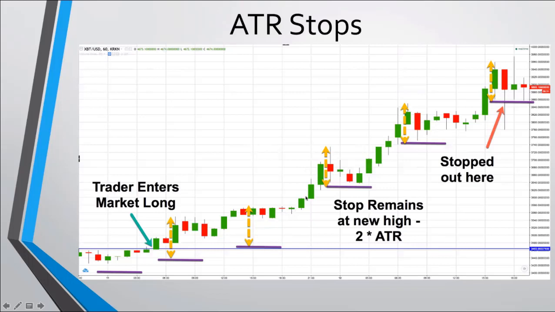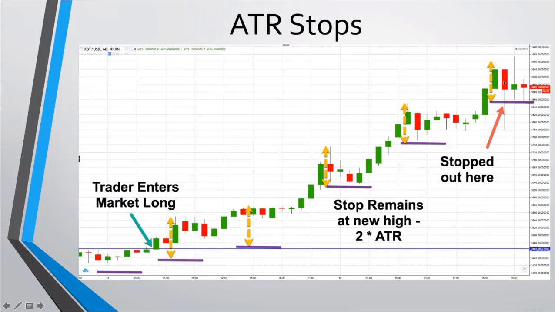Then the market trades sideways, moves back up, makes a really nice new high, comes back down, comes pretty close to the stop, but does not get below the stop. Then as it trades back up, it continues to make new highs. This is not showing every move of the stop up. This is just showing the major jumps. Makes another new high. Market comes down close again, then trades sideways, finally moves up again, makes a new high.